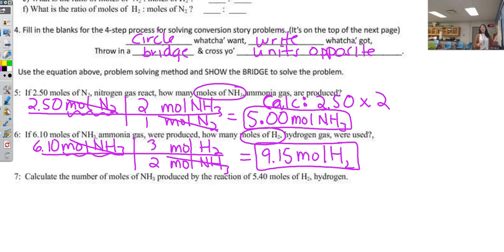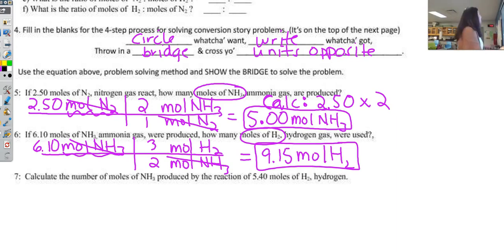Okay, so let's do this again. Let's try to get this in under 1 minute. Circle what you want, write what you got, throw in a bridge, cross units opposite, and let's see how many of you can get this one right. Your time starts now. Hey, this is amazing. So it looked like about 75% of you were under a minute and a half. We're at 2 minutes now. So if you just got it now, that's really good. If you're under 2 minutes on any one of these problems, that's awesome.